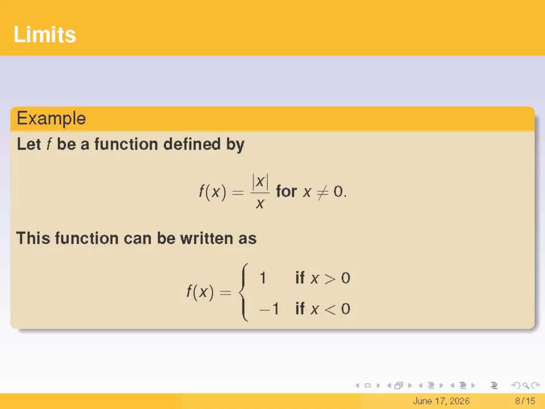When considering x greater than 0, the absolute value of x simply becomes x, so we can just remove the absolute value bars. In this case, the function, the absolute value of x divided by x, becomes x divided by x, which equals 1. On the other hand, when considering x less than 0, to remove the absolute value bars, the absolute value of x becomes negative x. In this case, the function becomes negative x divided by x, which equals negative 1. This gives us the piecewise function, as shown on the screen.